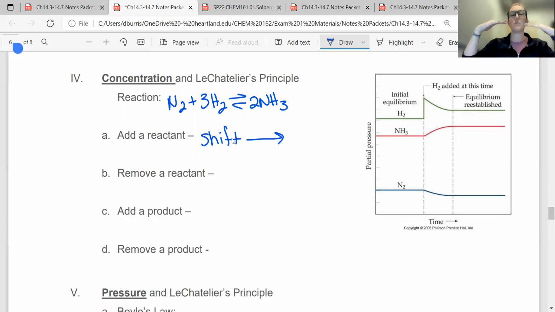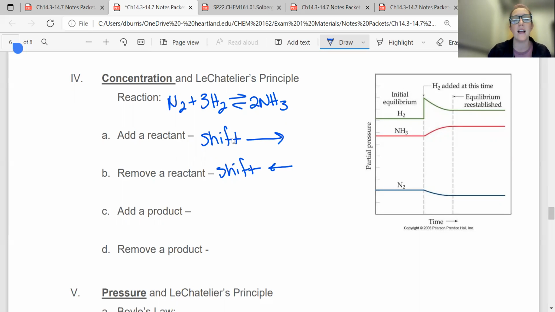Now, the same is true if I remove something. If I take some out of here, it's going to have to shift backward toward wherever I took that stuff out to reestablish an equilibrium. So if I add a reactant, it would shift right. And if I remove a reactant, it's going to shift to the left. Like if I took some N2 out of here, it's going to shift back to the left in order to reestablish that equilibrium, or fill in that gap. You can think of it that way as well.